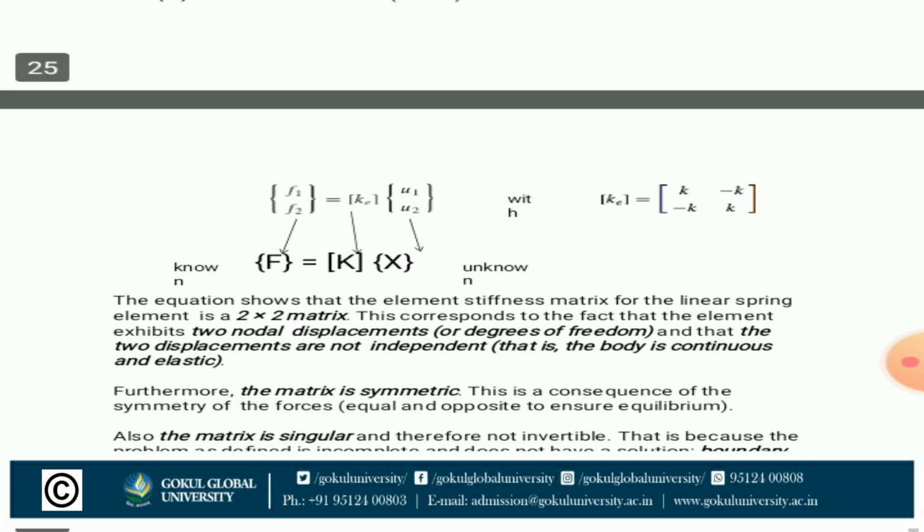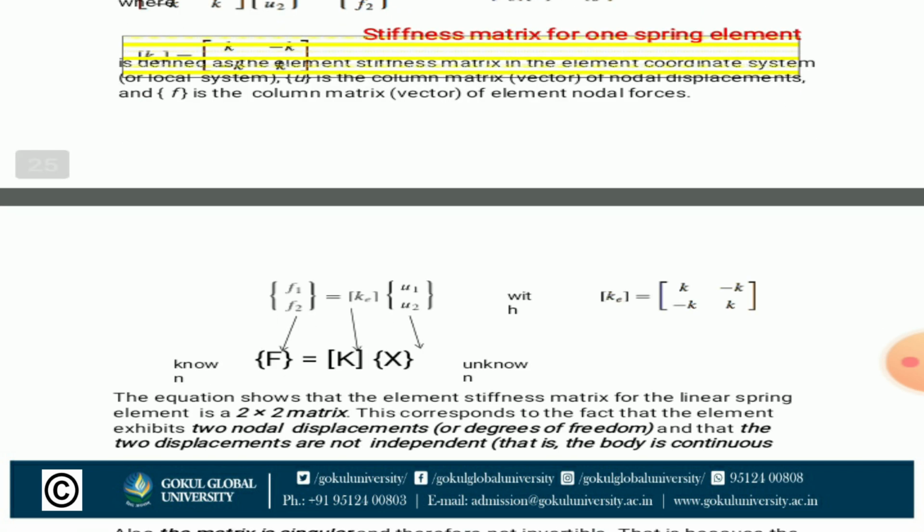forces. In the next slide we can see that the force is the primary member, so F1 and F2 equal K times U1 and U2. K suffix E means K for the element. It is not mandatory to maintain a 2 by 2 or 3 by 3 matrix; it may be a 2 by 3 or 3 by 2 matrix calculation. The equation shown for the linear spring element stiffness matrix is a 2 by 2 matrix.